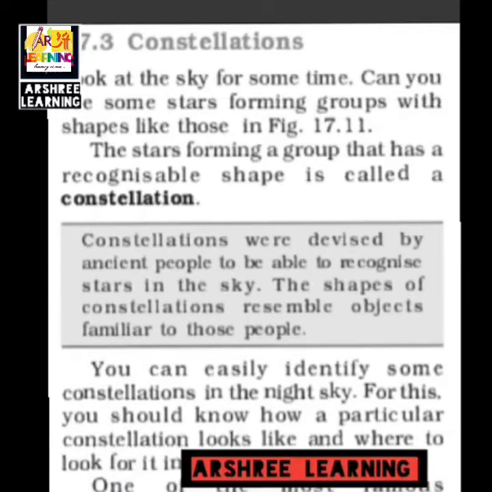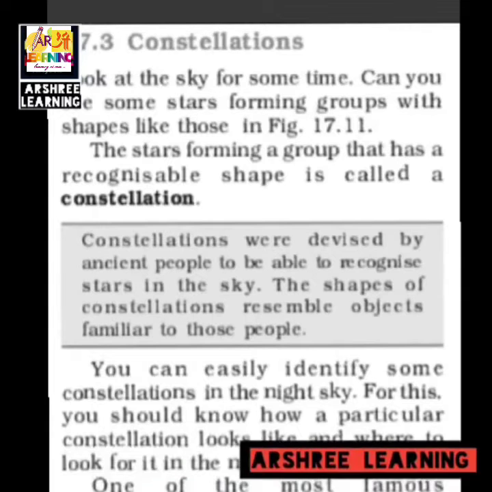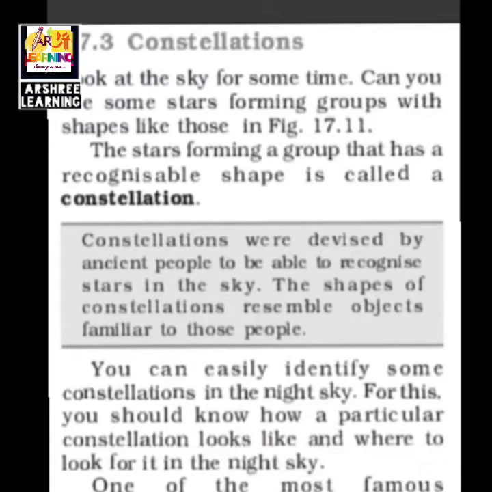They were given names by the ancient people, and they gave the names according to the animals and human beings which they observed. The shapes of the constellations resemble objects familiar to the people. From ancient times, we are still following those names. You can easily identify some constellations in the night sky, and for this you should know how a particular constellation looks and where to look for it in the night sky.